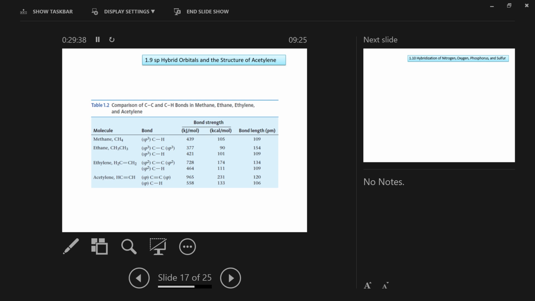Here is the strength of the C-C and C-H bonds in methane, ethane, and ethylene. As you can see here, in the case of methane, the carbon-hydrogen bond is higher than in ethane or ethylene, and also the carbon-carbon bond in ethane is lower than in ethylene and acetylene, obviously, because ethylene and acetylene have a double and a triple bond.